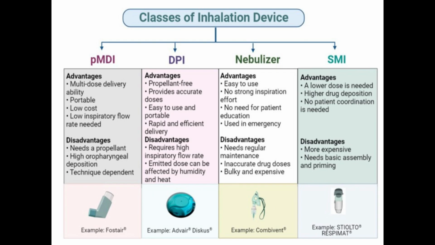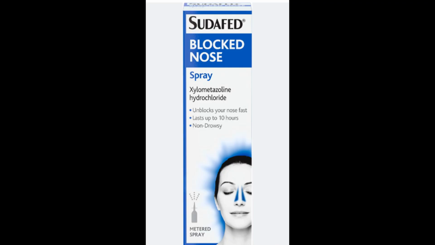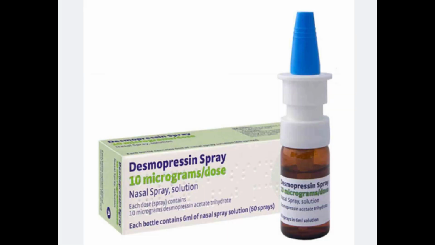And the other route under the systemic is the nasal route. The drugs are sprayed or dropped into the nostrils. They offer fast absorption and skip first pass metabolism. Can cause nasal irritation. Examples include desmopressin for diabetes insipidus.